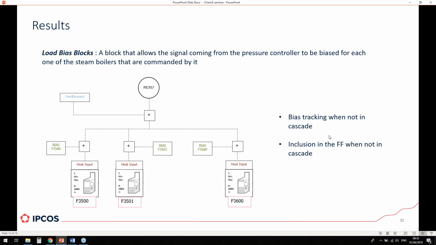Then we checked things like the importance of doing bias tracking when it's not in cascade. So for example, if one of the boilers is working in manual, not attached to the pressure controller, it's still important for this value to be calculated, so it can seamlessly be back online if it's needed. Let's suppose this south boiler is put back in manual. If it is in manual, then the steam production will change because there are disturbances. But to be able to always put the boiler back in service, it's important for this bias value to change automatically. So this is something we developed for them, some calculations and some logic as well.